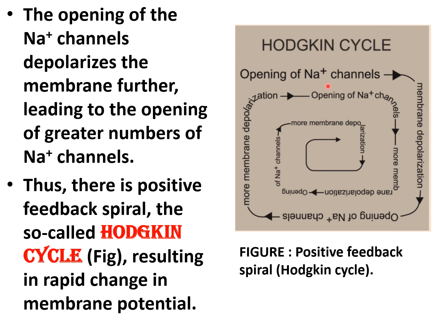So this is the Hodgkin cycle. At first there is the opening of a few sodium channels, then membrane depolarization, then the opening of a few more sodium channels, then more membrane depolarization. This cycle goes on again and again, and more sodium channels are opened. This is a feedback spiral known as the Hodgkin cycle, which results in a rapid change in the membrane potential, also known as the positive feedback spiral or Hodgkin cycle.